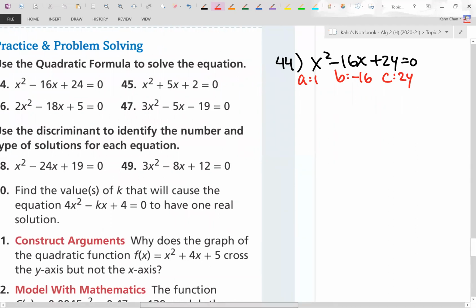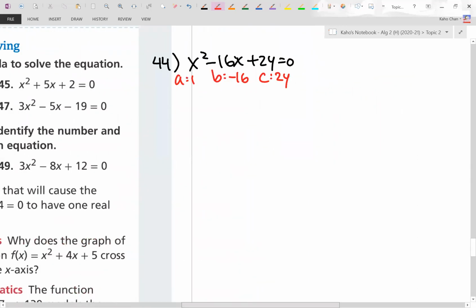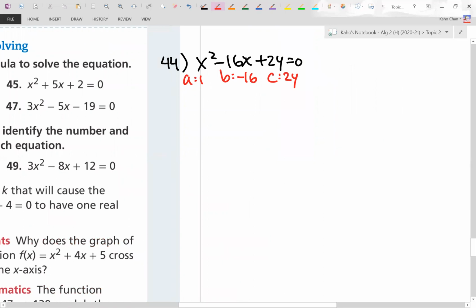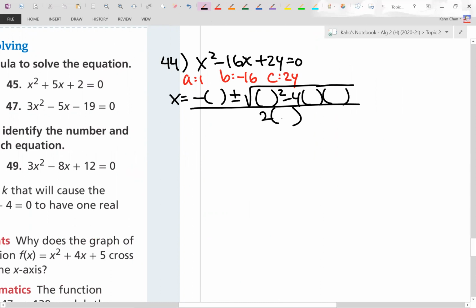Let's do it. I don't think I'll be doing all of them today. I'll just do a few of them just to practice. Here we go. x equals negative b plus or minus the square root of b squared minus 4ac all over 2a. We've done this enough, right? In Algebra 1 and even in Algebra 2 regular homework. I'm just going to plug the numbers in now.